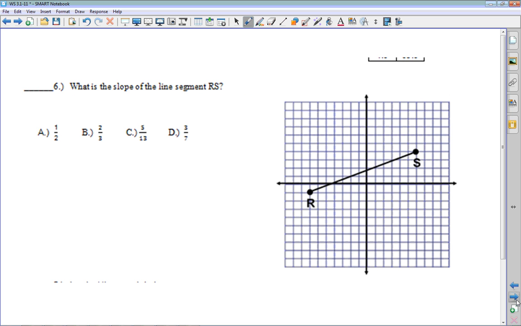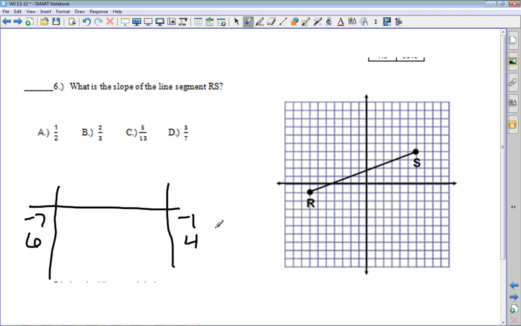It wants to know what is the slope of the line segment. First off, I know from left to right, my line is going up, so it's positive. Okay, well, all of these are positive. One thing I could do is build a table, and I could put my points in here. 1, 2, 3, 4, 5, 6, 7, negative 7, negative 1, and this one, 1, 2, 3, 4, 5, 6, 4. And you can do delta y over delta x. Remember, delta y over delta x.